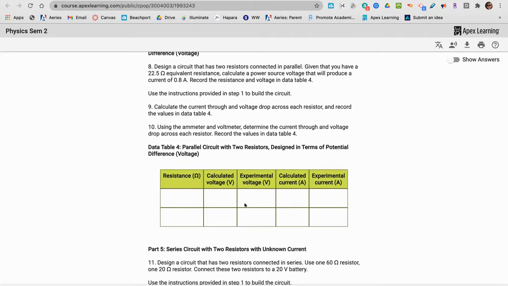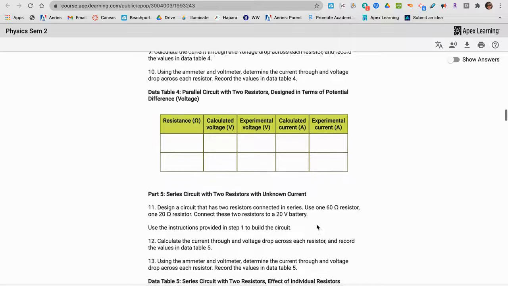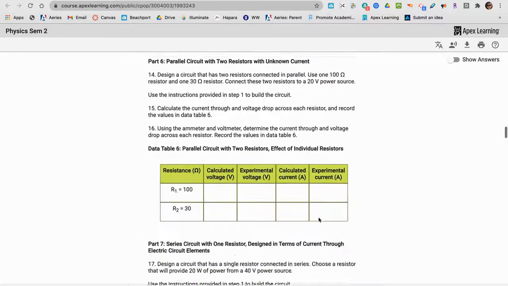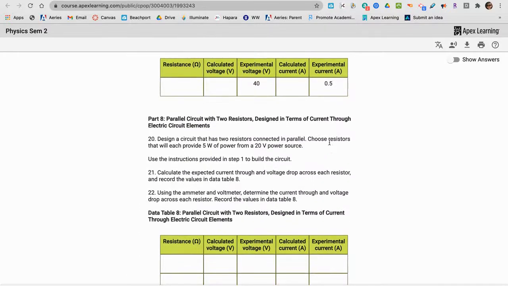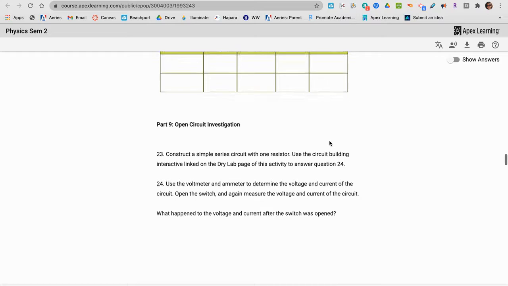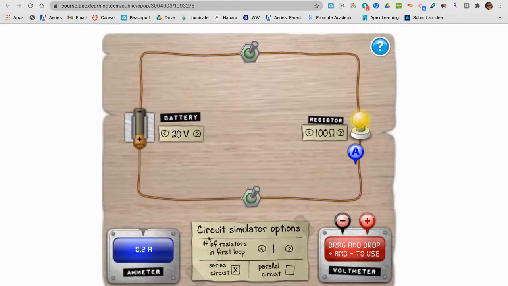So you're going to calculate the voltage, you're going to put in the experimental voltage you used, you're going to calculate the current, you're going to put in the experimental current that you used. Okay, and that will go all the way down to part 8, part 9. Just has you comparing what happens if you open the switch, okay? So you're going to be measuring current and voltage with the switch on and then with the switch off, okay? Off and on. And answering some questions there.